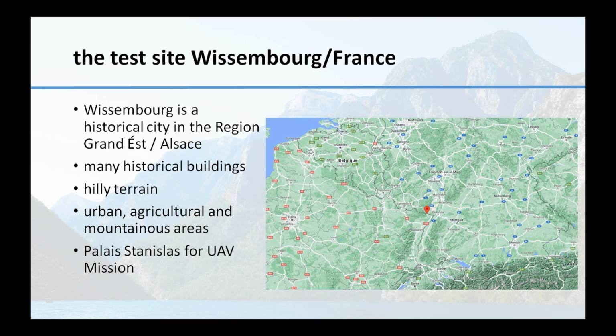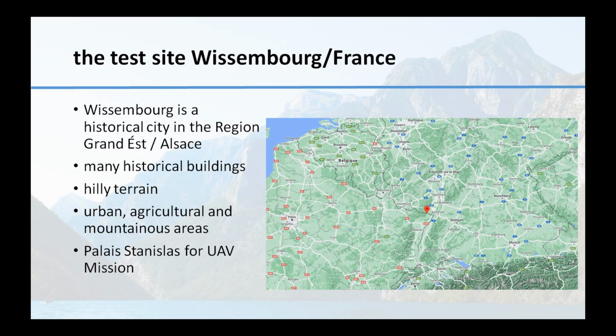Where is Vissembourg? Vissembourg is a historical city in the region of Grand Est, Alsace, in France. It's situated directly on the border to Germany. You can see it here. Here is Paris, here is Belgium, Frankfurt, Stuttgart, Karlsruhe, quite in the center of Europe. Vissembourg has many historical buildings. It's a very old, small, but beautiful city.